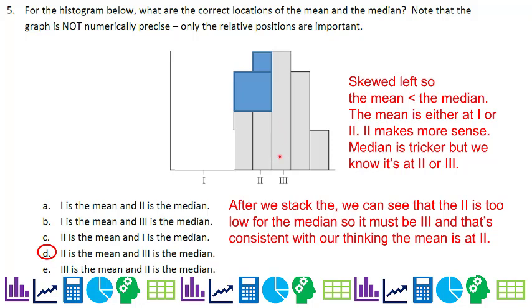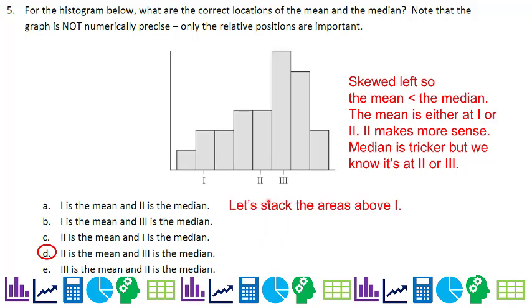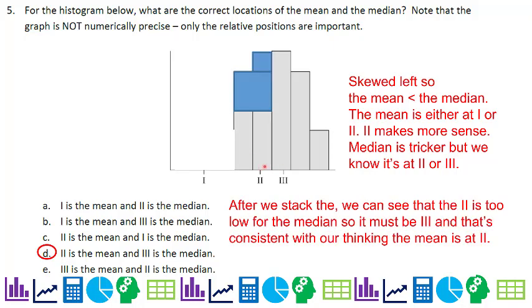So if the median's in column 3, that means the mean is either 2 or 1. So it could be B and it could be D, right? So 2 is too low for the median. We know it's 3, and it's consistent with our thinking that the mean is actually 2. So if you recall, let's go back. Oops, sorry. The mean is either 1 or 2. 2 makes more sense just based on the distribution of data. And then just to double check the median, you can see that the median has to be in this column. So the answer is D.